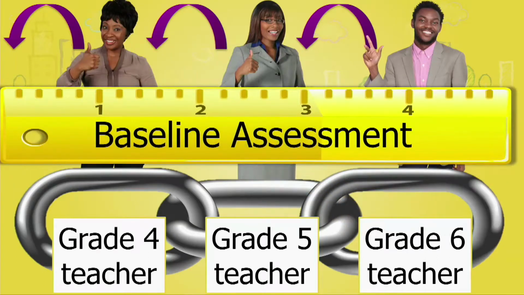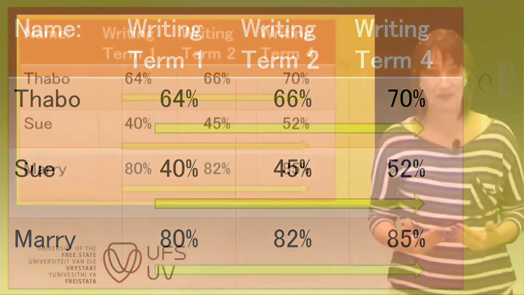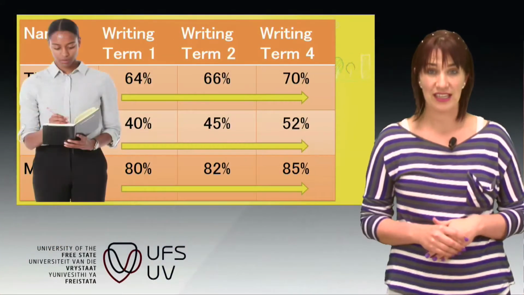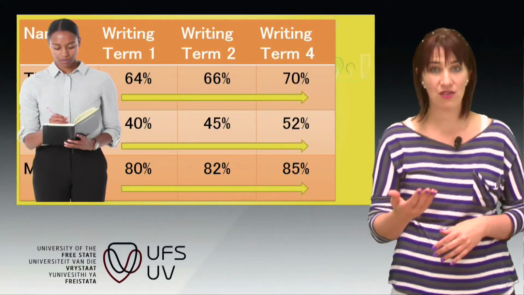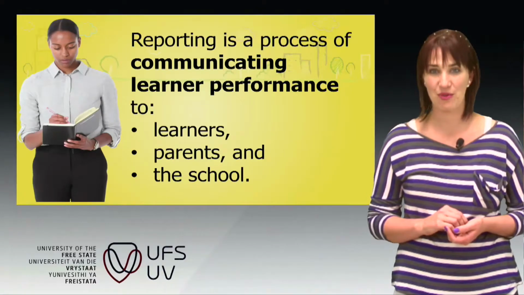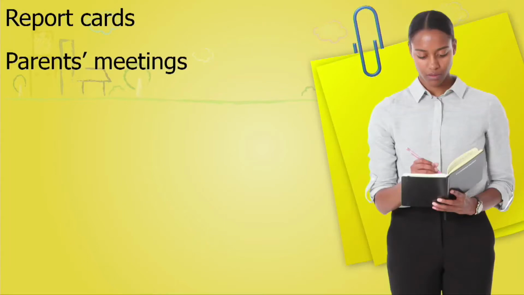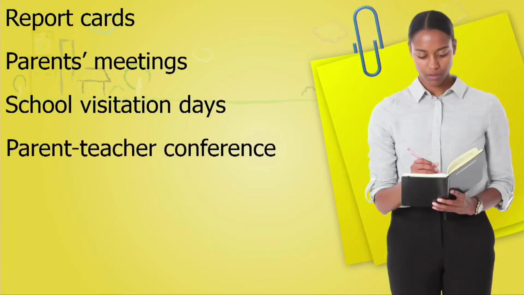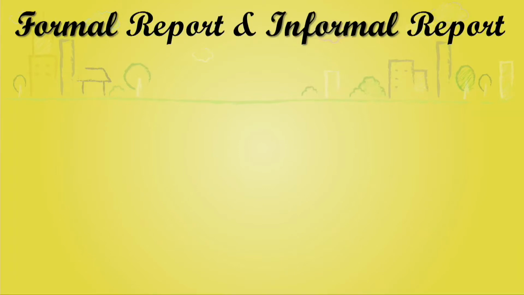Once you have recorded your learner's performance, you need to report on their progress. Reporting is a process of communicating learner performance to learners, parents, and the school. Learner performance can be reported in a number of ways: report cards, parents' meetings, school visitation days, parent-teacher conferences, phone calls, letters, and emails. There is a difference between formal and informal reports.